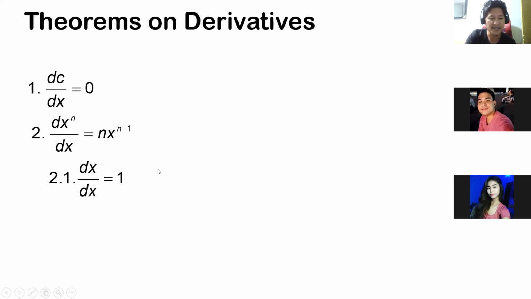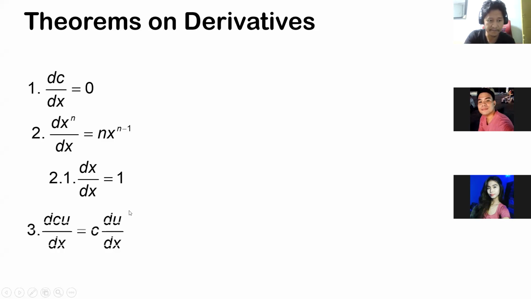Okay, so I'll just have a corollary here. If you get the derivative of x, don't forget it is just 1. That is the derivative of x with respect to x. You notice in this case, guys, the dx is in the denominator. It will tell you what the independent variable is.